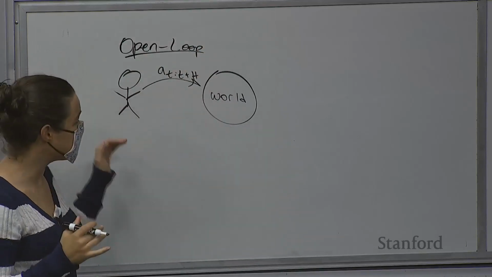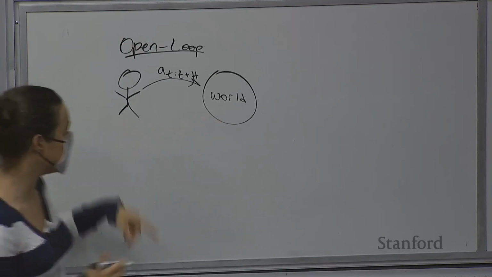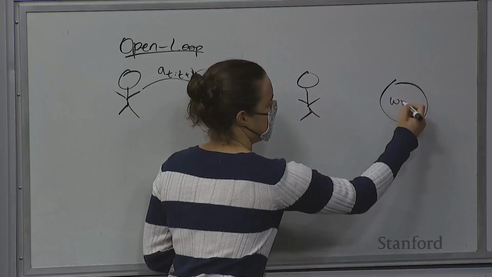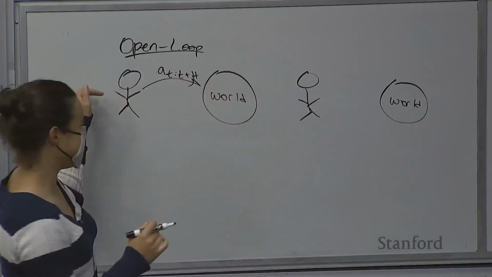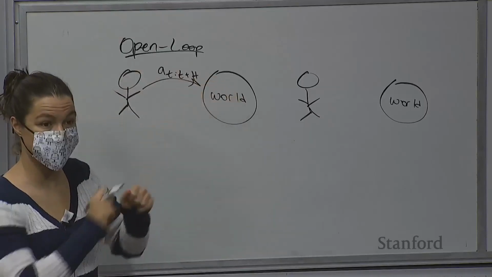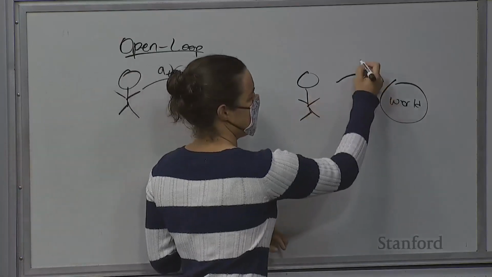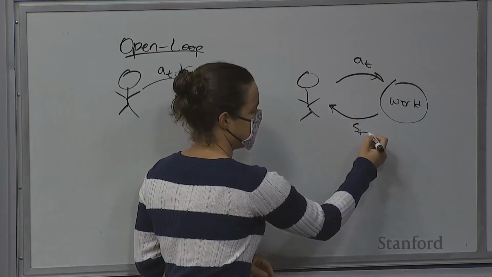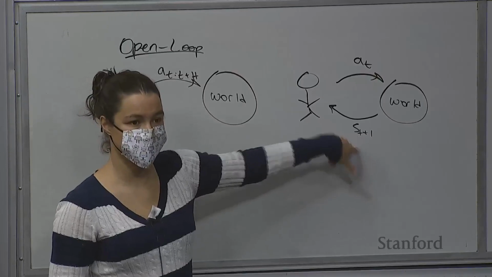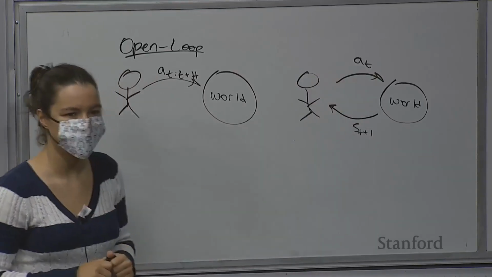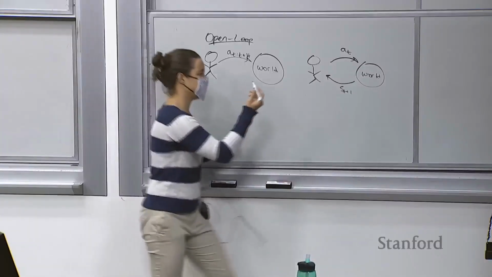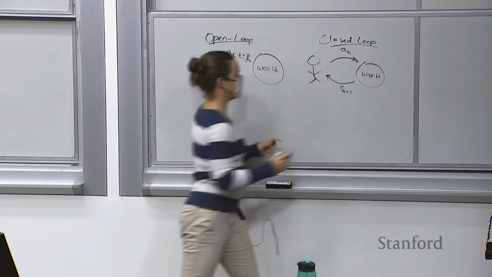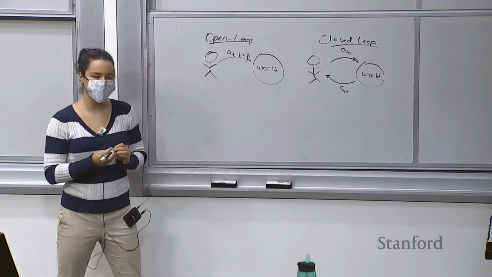And then there's an alternative paradigm where you're actually going to try to close this loop, where at each time step, instead of just taking the sequence of actions and running them, you're going to take one action and then see what the next state is, and then use that next state to determine your next action. And so this is what's referred to as closed loop, hopefully for reasons that are clear, because we see a loop there.